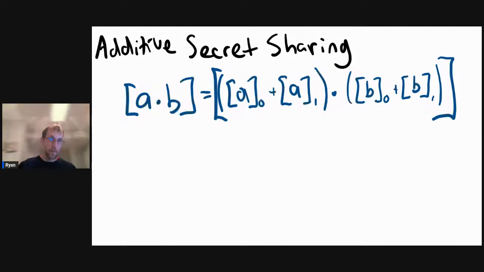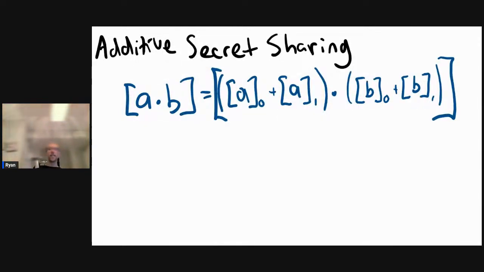So we have these two secrets. They've been split between two parties so that neither party knows them. And now we want to come up with shares of their product. Before we came up with shares of their sum and saw that's super easy. Shares of their product is a little bit less easy, but still doable.